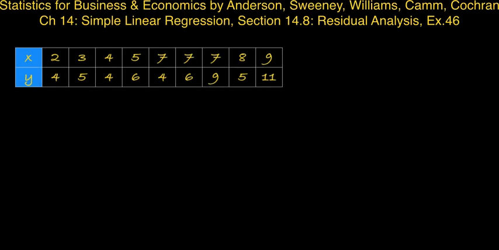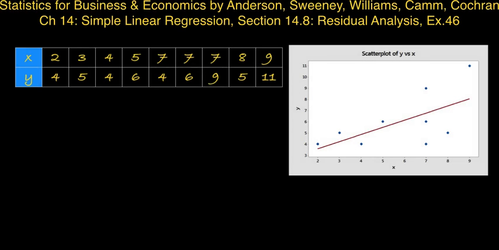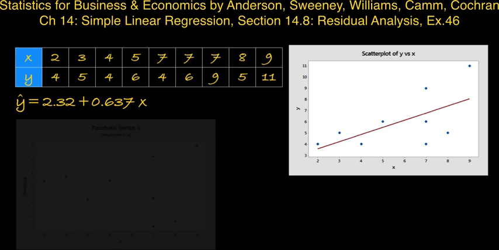The following data were used in a regression study. Here's a scatter plot of the data together with the simple linear regression line. And the equation of that regression line is y hat equals 2.32 plus 0.637 times x. Construct a plot of the residuals. Do the assumptions about the error terms seem to be satisfied?